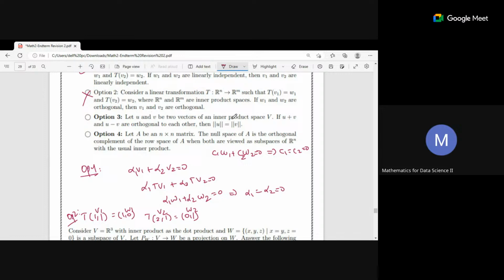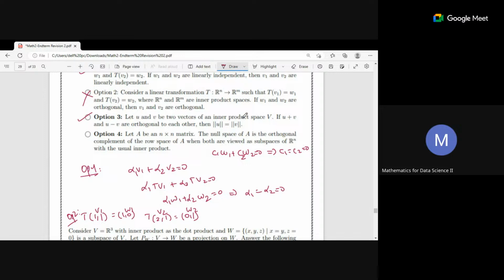Let U and B be two vectors on an inner product space V. If U plus B and U minus B are orthogonal, we have already seen this option in the beginning. Yes, that is true. Let A be an n by n matrix, then the null space of A is the orthogonal complement of the row space of A, when both are viewed as subspaces of Rn with the usual inner product.